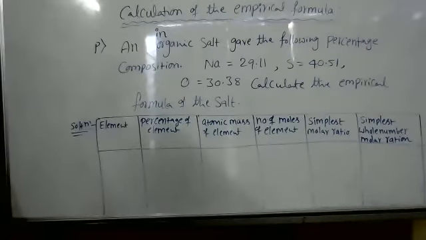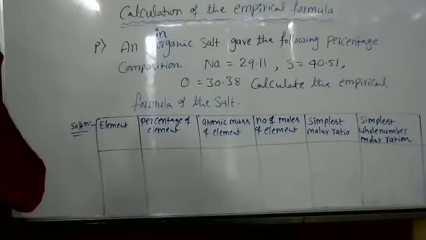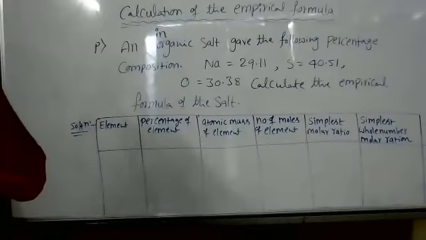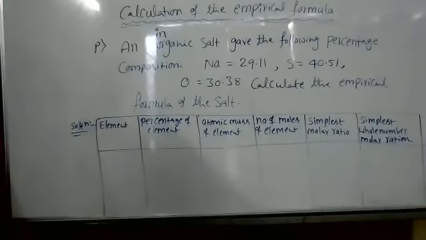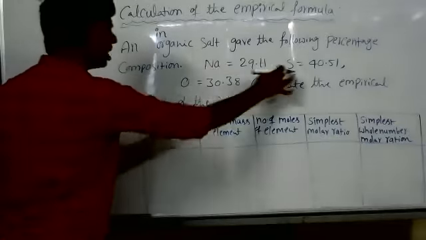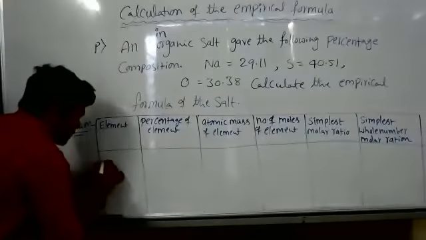Sir, is the empirical formula Na4S2O3? Na4, not Na2. Na2S2O3. Okay. See here, there are 3 elements given right here: sodium, sulfur, and oxygen.